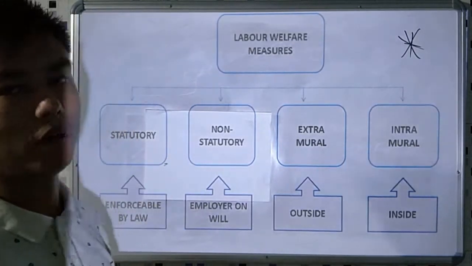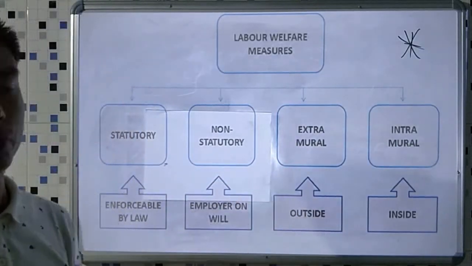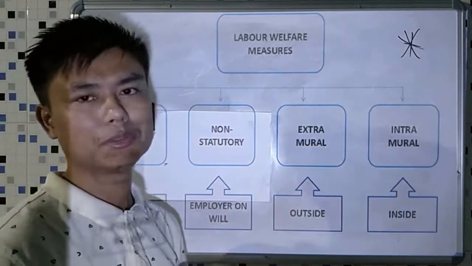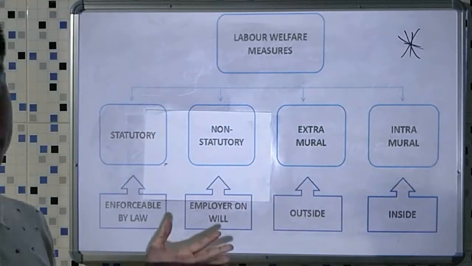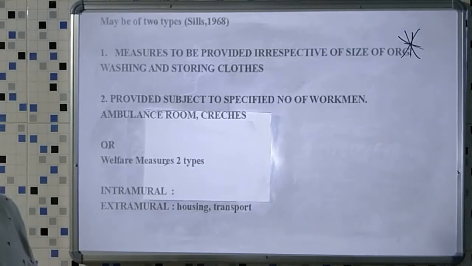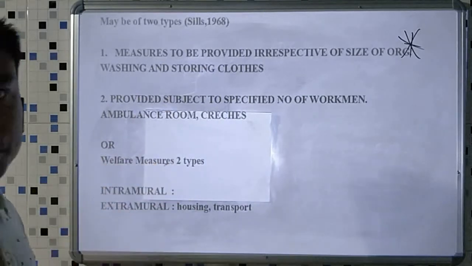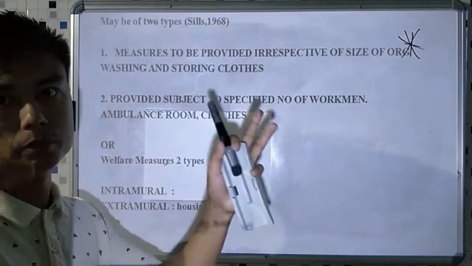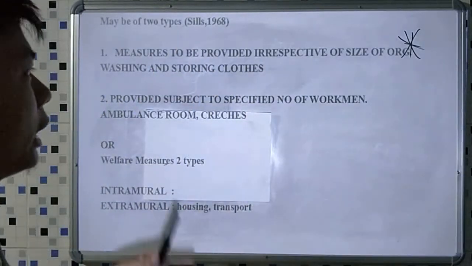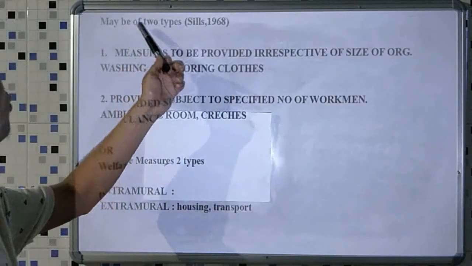Now extra and intra. In short, outside and inside. Whatever is inside is intra, whatever is outside is extra. All of you are clear? So next, going back. Now see, statutory may be of two types. It's coming in my laptop, but since I have zoomed the screen, many were complaining I could not say properly, so bear with it.